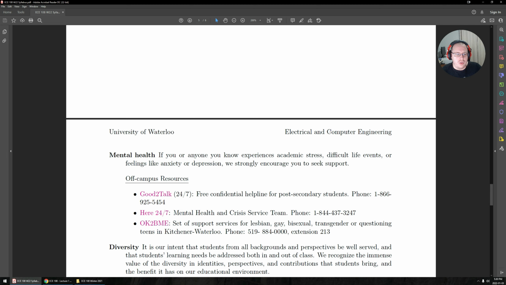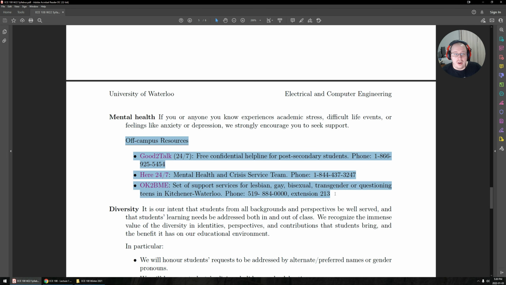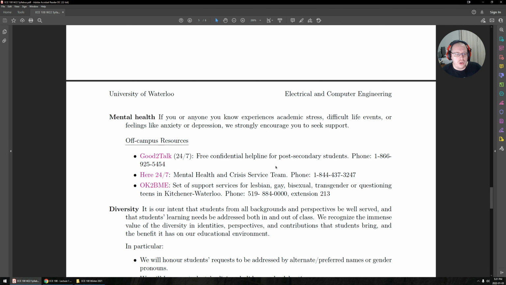Okay, so now mental health. These off-campus resources are there fully available for you, and there's also on-campus resources where you can talk to various counselors. So make sure that if you are experiencing any difficulties with mental health, anxiety, depression, scheduling problems, any of that type of stuff, make sure you use these resources. They're quite good and can help you with scheduling and setting all that type of stuff up.